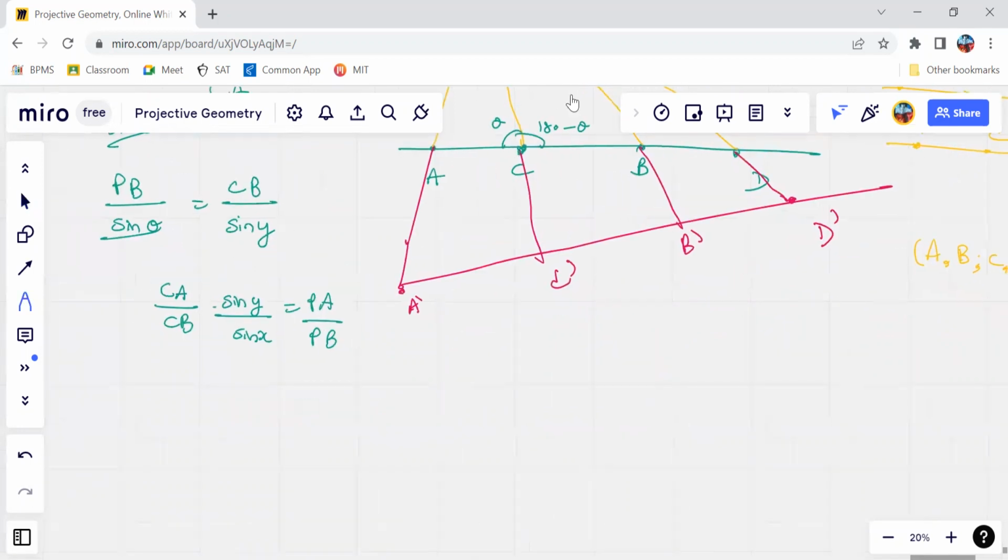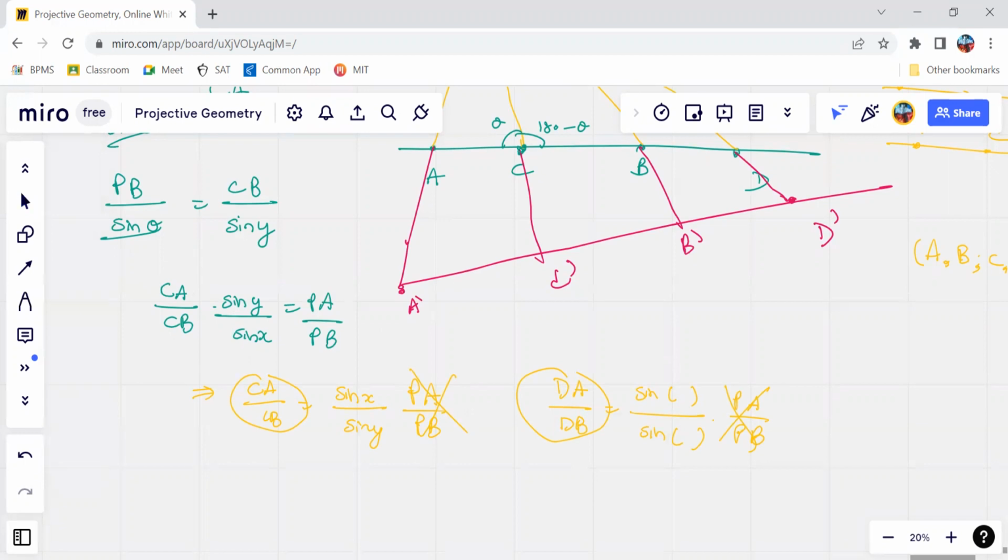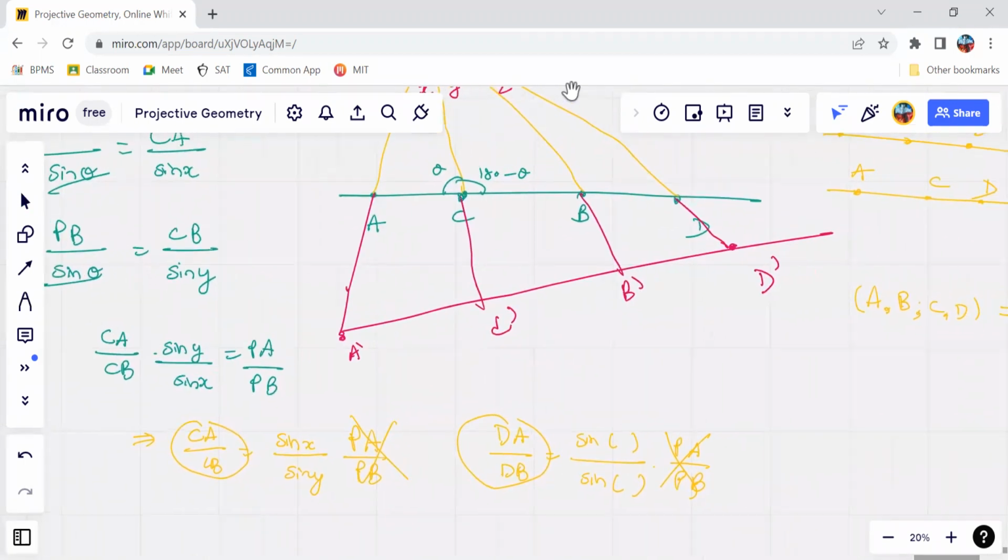Right. So this gives that CA by CB is sine X over sine Y times PA over PB. And similarly, you get that DA by DB is also sine something by sine something times PA by PB. And the cross ratio is defined to be this divided by this. So this PA by PB gets cancelled. And so it only depends on what those angles are over there.